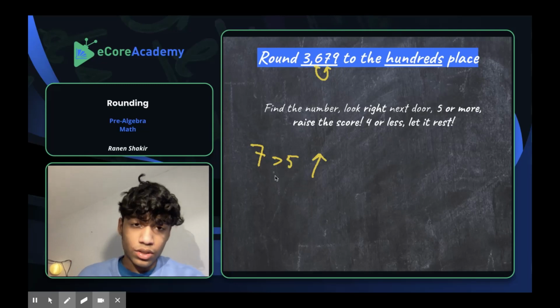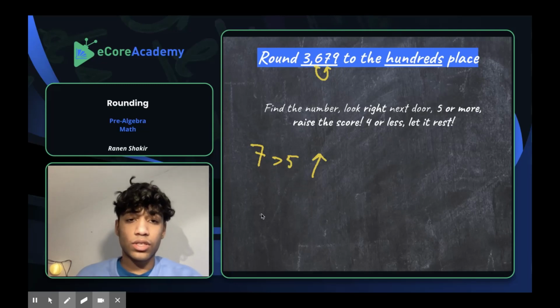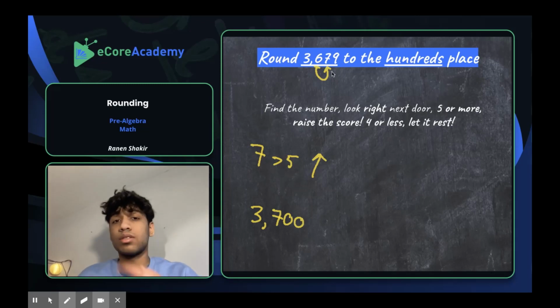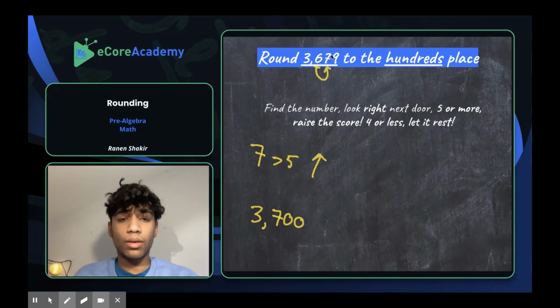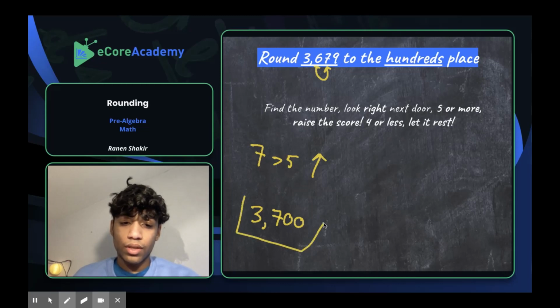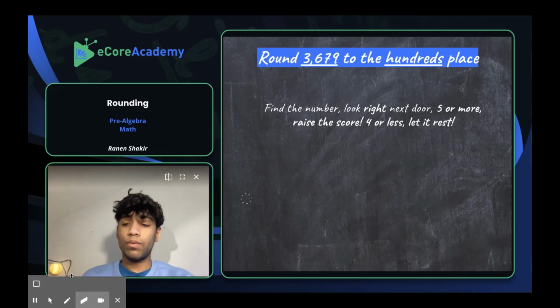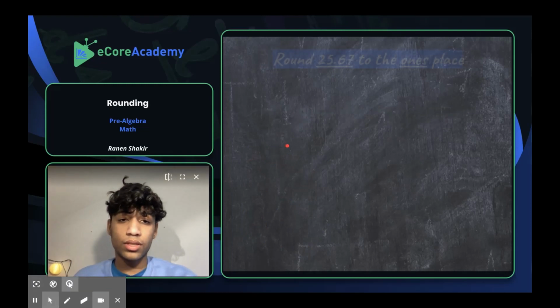So your answer, 3,679 rounded to the 100th place, is going to be 3,700, because the 6, you raise it up by 1. 6 plus 1 is 7, and the rest of the numbers become zeros. So 3,679 rounded to the 100th place is 3,700.